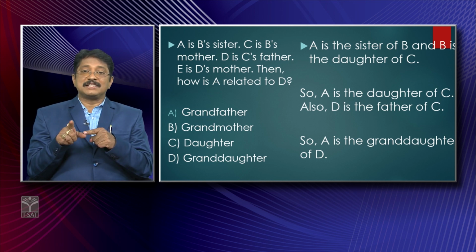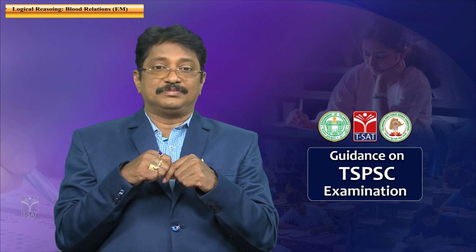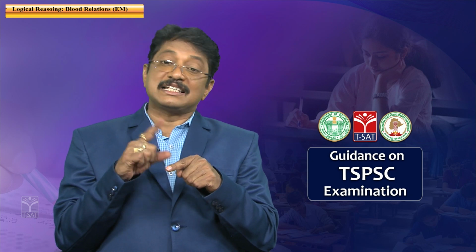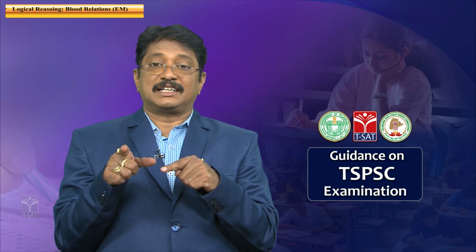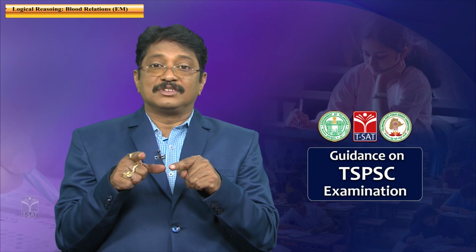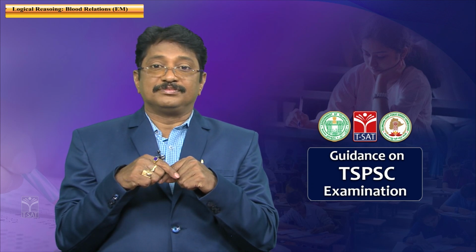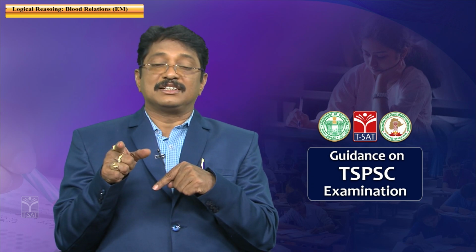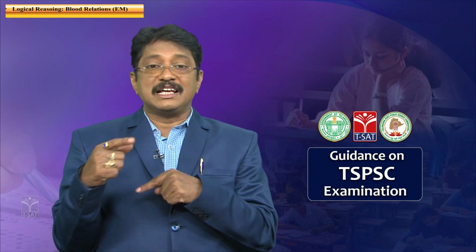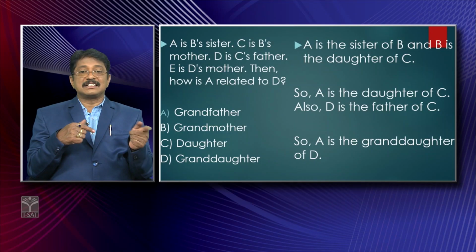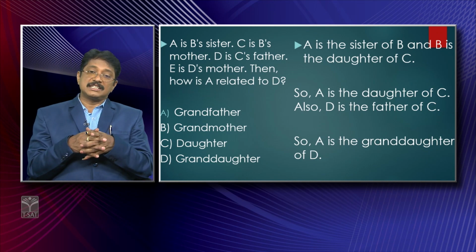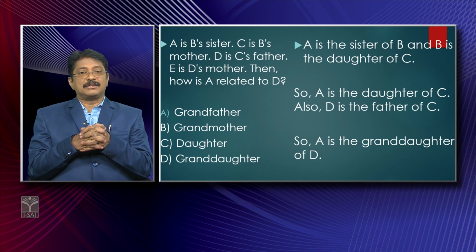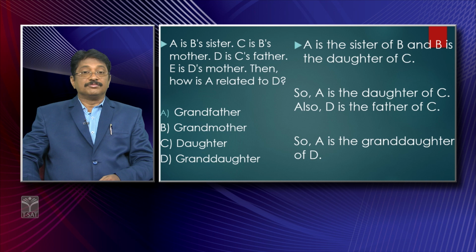A is the daughter of C. Correct? Means father of A is C. Correct. And D is the father of C. So the relation between A and D is granddaughter and grandfather. So simply we can say A is the granddaughter of D. Clear? Like you can find the relation between A and D.